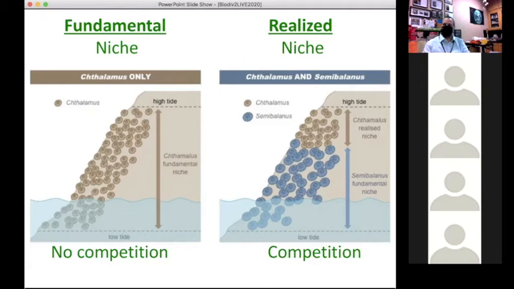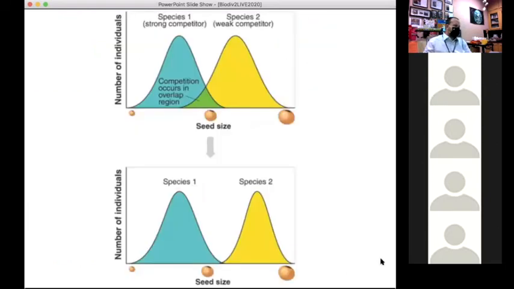It's capable of being down in those low tides. Competition simply does not allow it. So I guess the big takeaway here is that the realized niche is always smaller than the fundamental. It could be equal if there's no competition, but if there's any form of competition, it's always smaller.